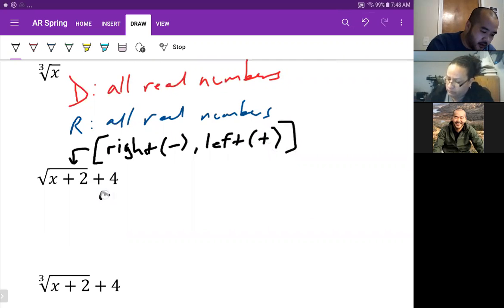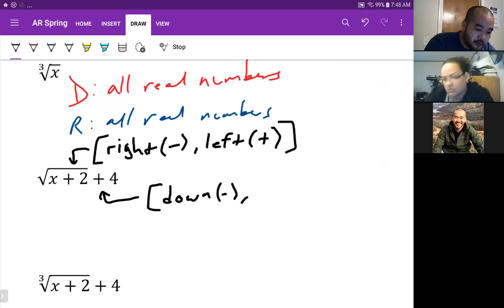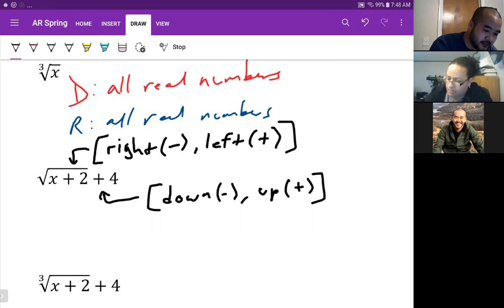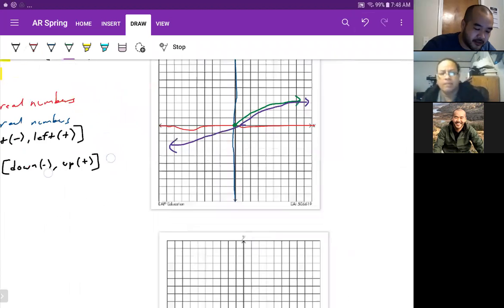And then this part here, this will shift down if it's negative, and it'll shift up if it's positive. If this looks familiar, we did this last semester with transformations of exponential functions. We did this already, so these rules you should have seen before. So anyway, sometimes I talk to myself when I do these things.